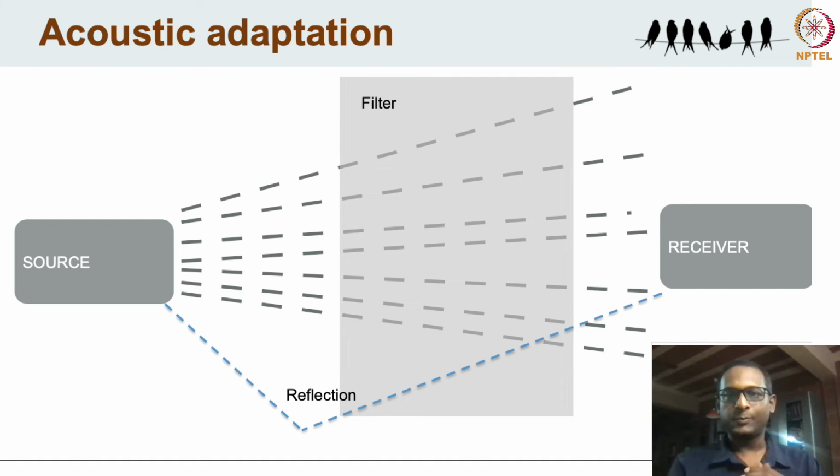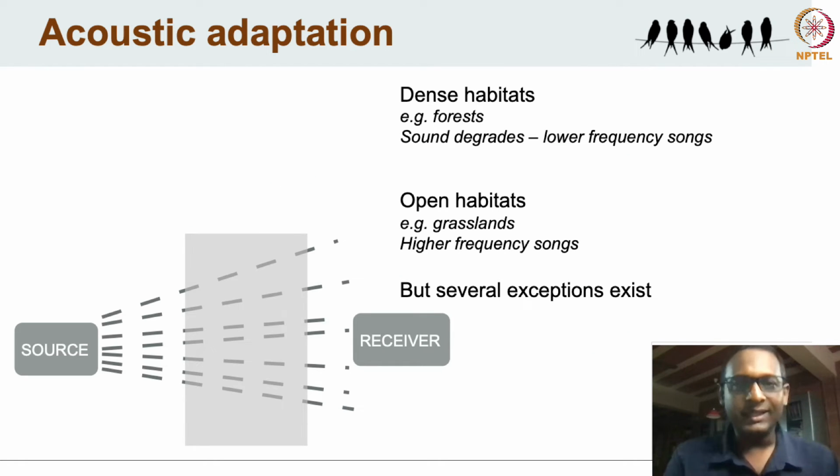One hypothesis that is proposed is the acoustic adaptation hypothesis, and what that essentially means is you have some dense habitats like forests, which have a lot of foliage and trees and so on, and sounds can degrade very rapidly because of that. So the hypothesis is that birds then have adapted to this by switching to lower frequency songs. So birds in dense habitats are supposed to have lower frequency songs. And contrastingly, in the open habitats, for example, grasslands, where sound attenuation is not that much, sounds can travel better, there birds tend to use higher frequency songs. So this is a general hypothesis about how sound is supposed to travel and how birds have adapted to it.